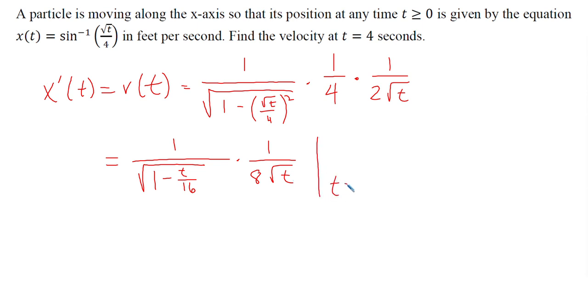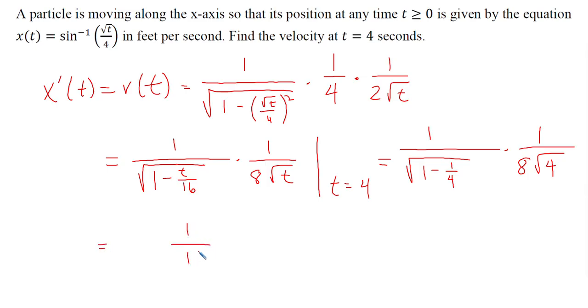So if we evaluate this at t equals 4, we're going to get 1 over the square root of 1 minus 4/16, or 1 minus 1/4, times 1 over 8 root 4. And of course, 8 root 4 is 8 times 2. So that part's going to be 16 in the denominator. So we have 1/16. And then over here we have 1 over root 3/4.